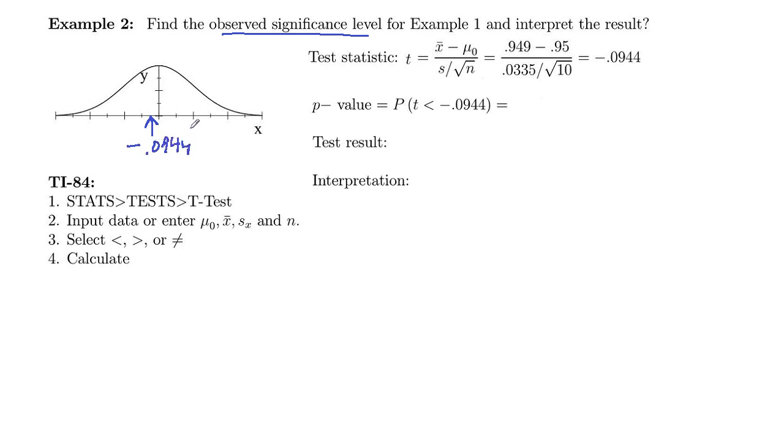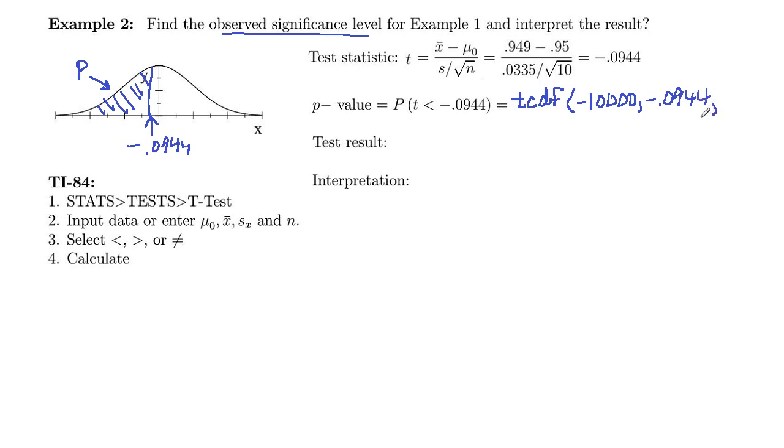And then this was a lower tail test, so the p-value is going to be the area to the left. So that is our p-value. And so if we want to calculate that, that's going to be the probability that t, our sampling statistic, is less than negative 0.0944. We can use TCDF, the cumulative t-distribution, to find that probability. So the lower cutoff is negative infinity. We'll use negative 10,000. The upper cutoff, negative 0.0944.